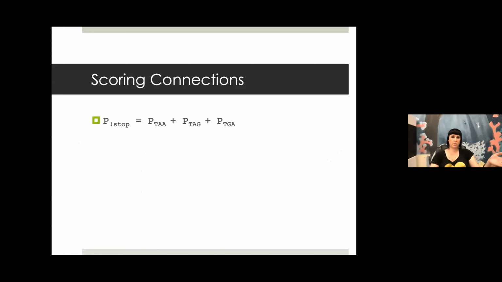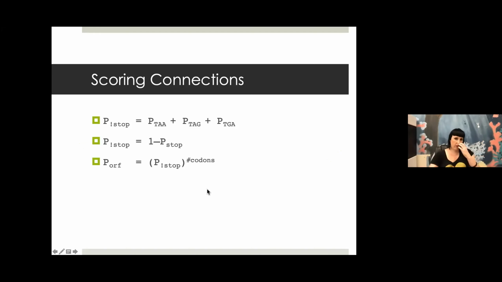To calculate the P stop from GC content, each individual probability of seeing that particular stop codon is summed. So the probability of seeing TGA is the probability of seeing a T times the probability of seeing a G times the probability of seeing an A, and likewise for the other two. The P not stop is the same as before, as is the probability of seeing an ORF.